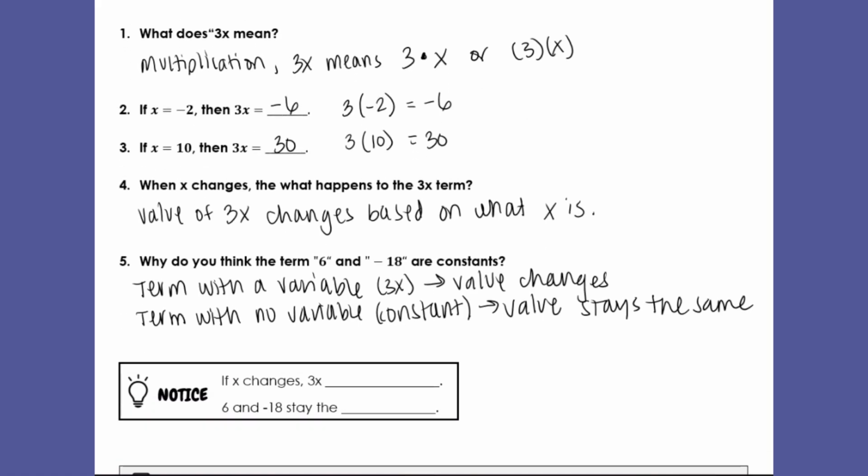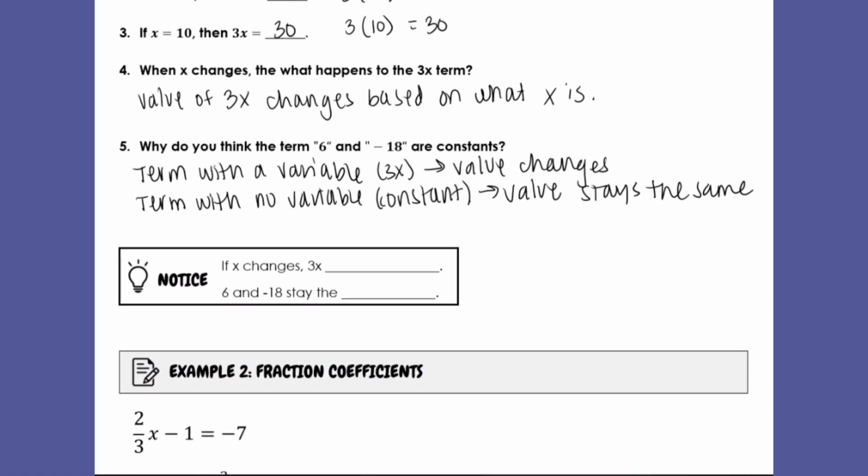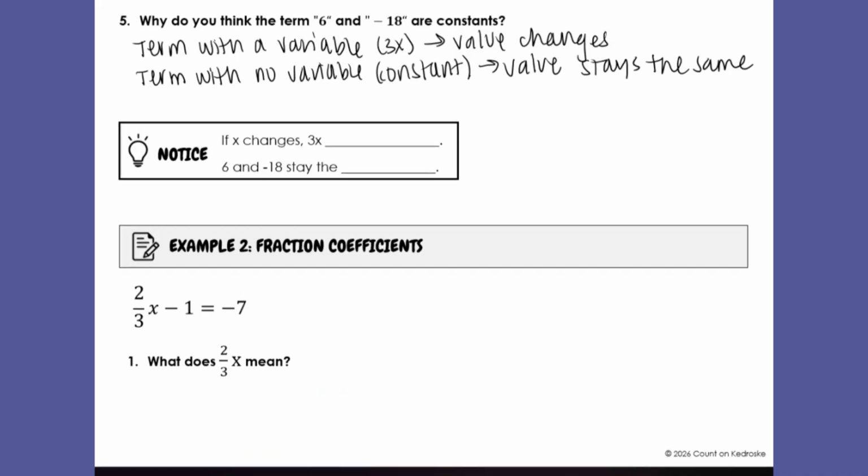So I have a notice box at the bottom as a quick reminder that says if x changes, then essentially 3x is also going to change. And then 6 and -18 stay the same because they're constants. Okay, so if x changes, 3x changes. If 6 and -18 stay the same, then they're going to stay the same.